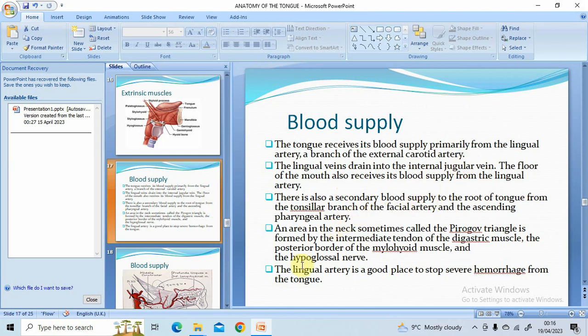The area in the neck, sometimes called the Pirogov triangle, is formed by the intermediate tendon of the digastric muscle, the posterior border of the mylohyoid muscle, and the hypoglossal nerve. The lingual artery is a good place to stop severe hemorrhage from the tongue. So it's very, very important.